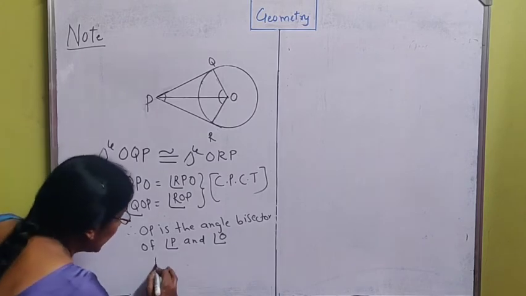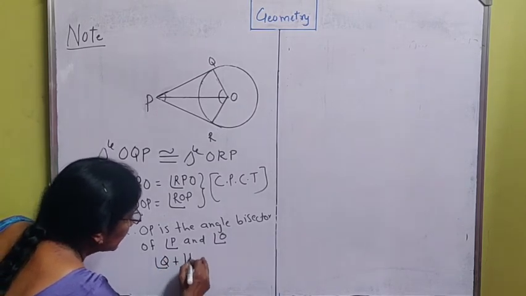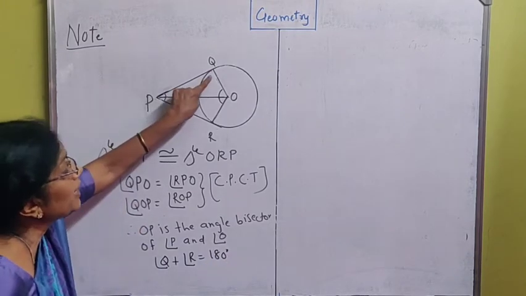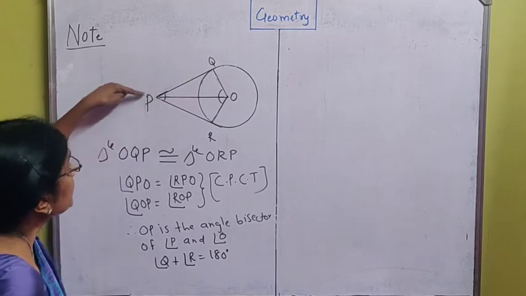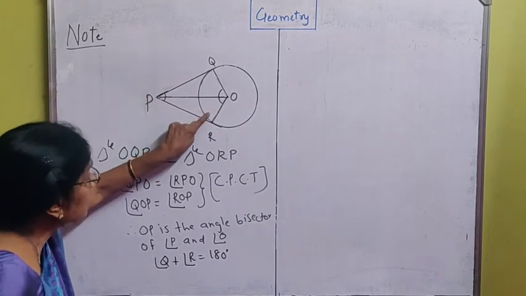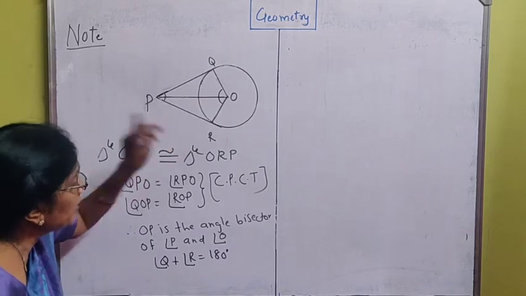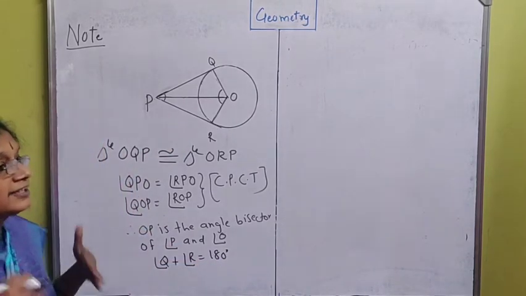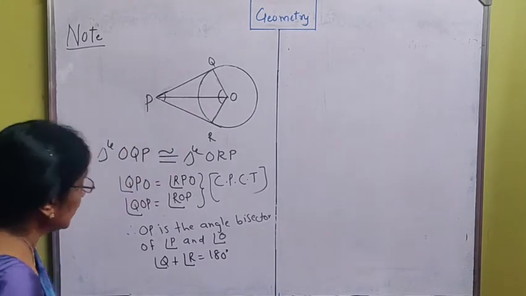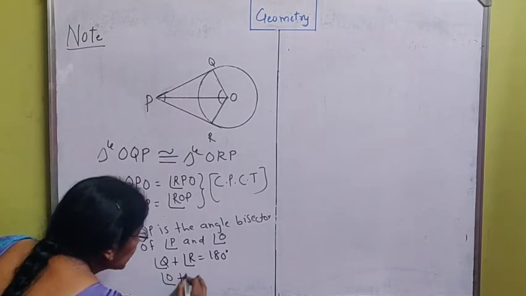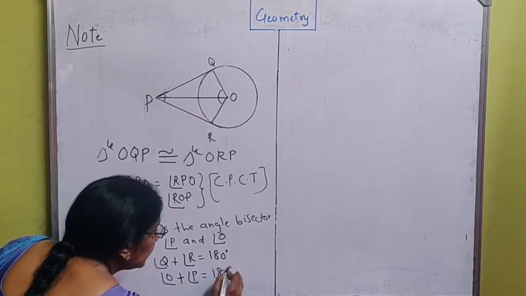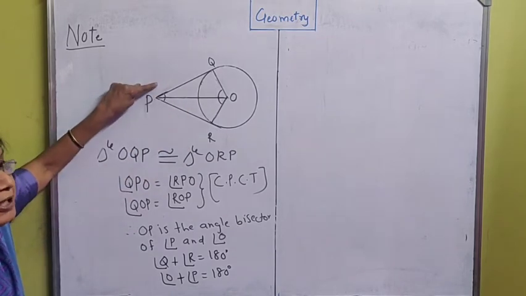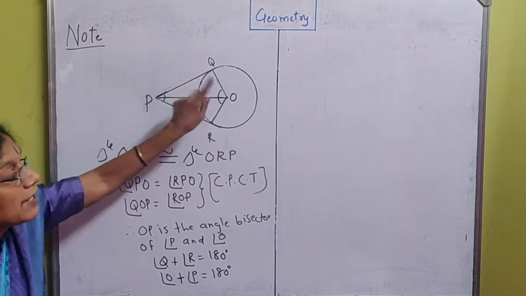So what we got is angle Q plus angle R is equal to 180 degrees. Why are we able to prove it? Because angle Q is 90 degrees, OQ is the radius and PQ is the tangent. Angle R is also 90 degrees, OR is the radius and PR is the tangent. The sum of all four angles is 360, so naturally angle O plus angle P will also be 180 degrees. So if angle O is given, we can find angle P. If angle P is given, we can find angle O.